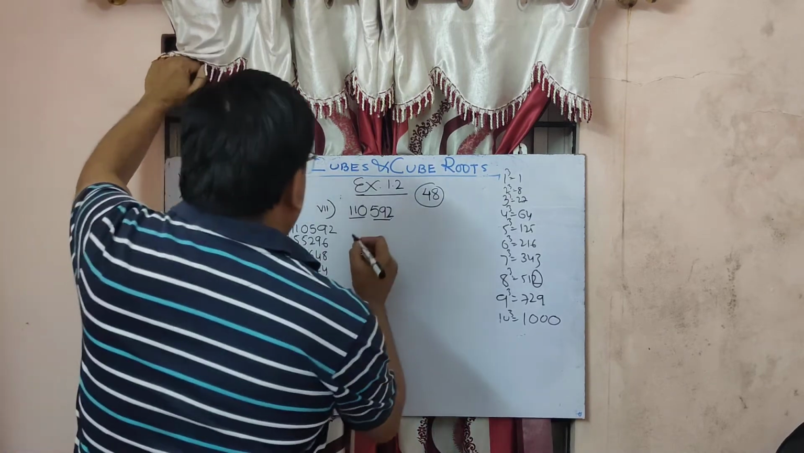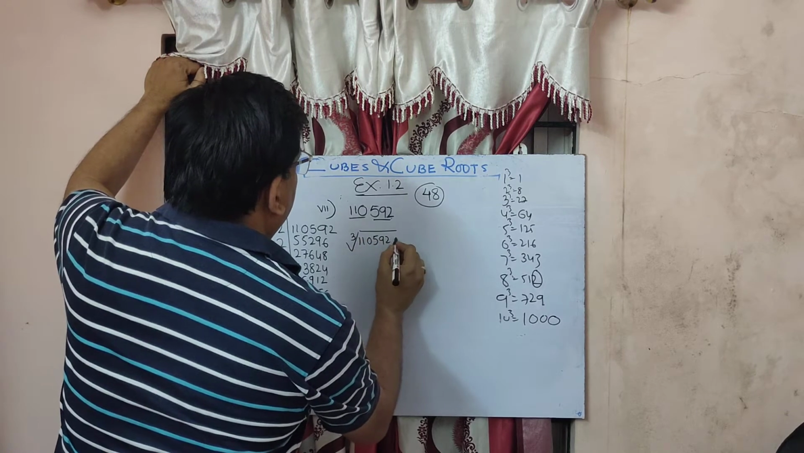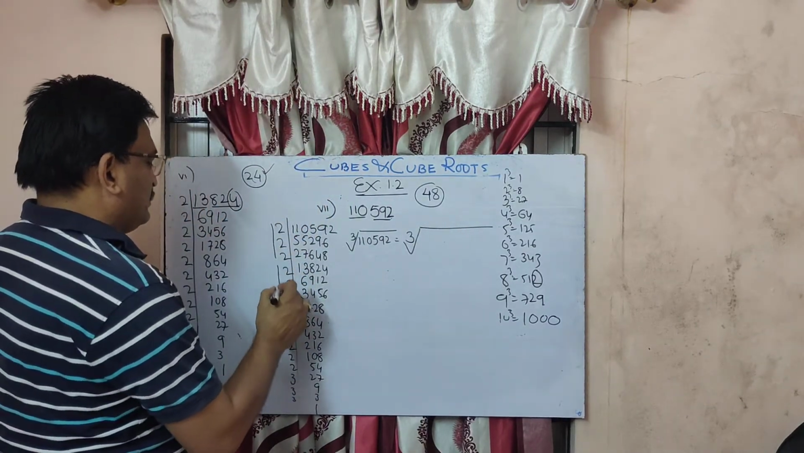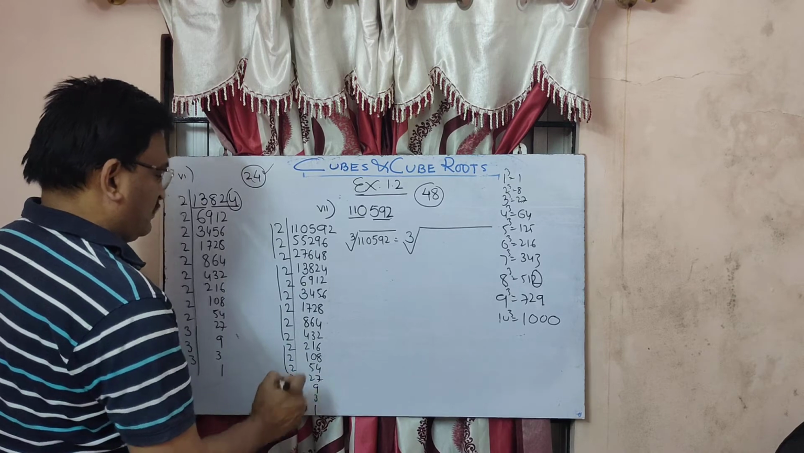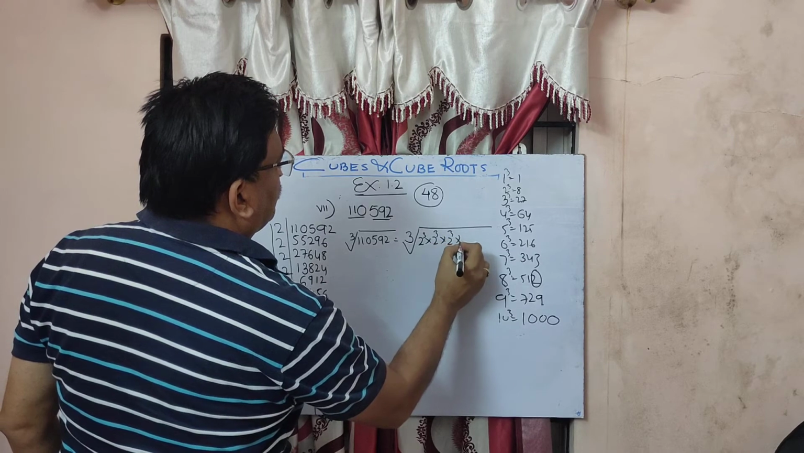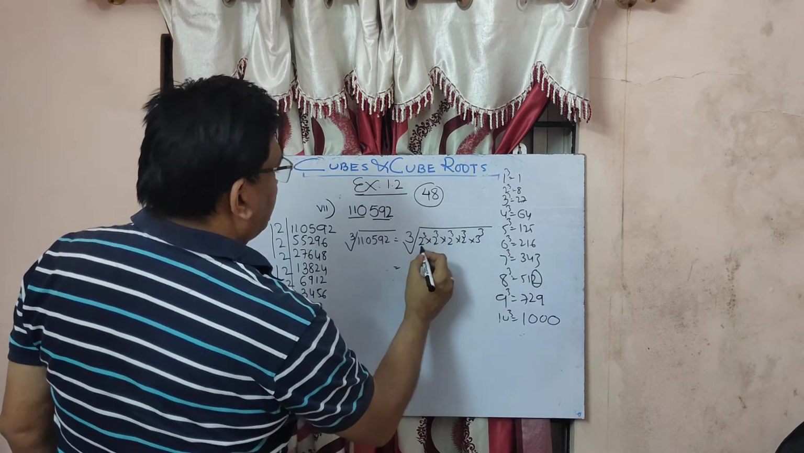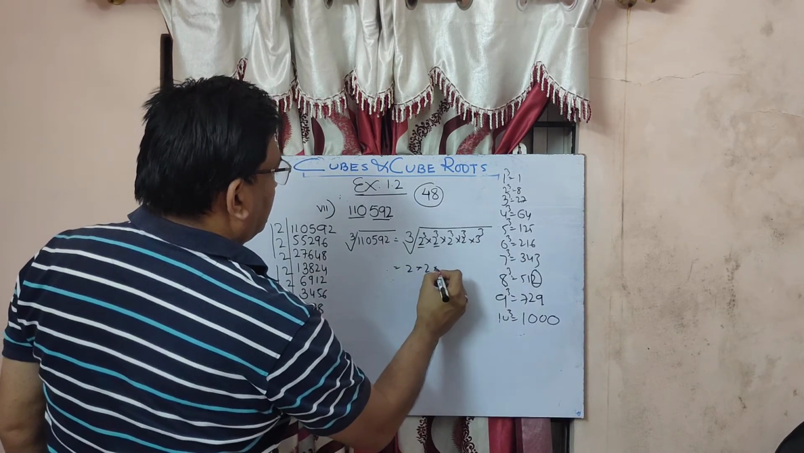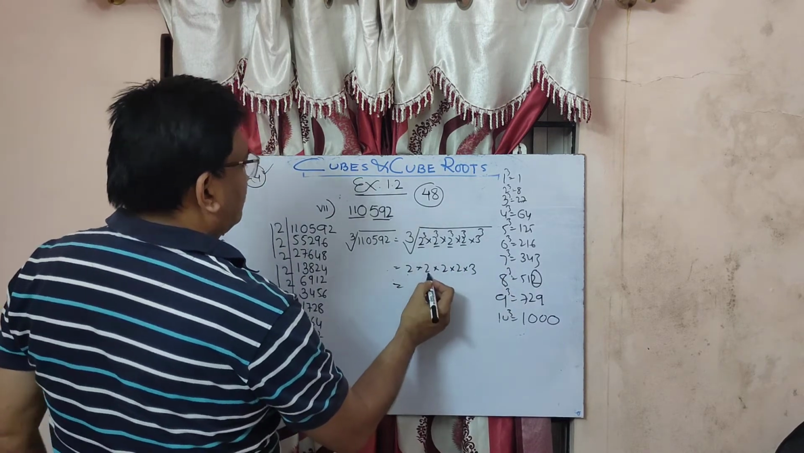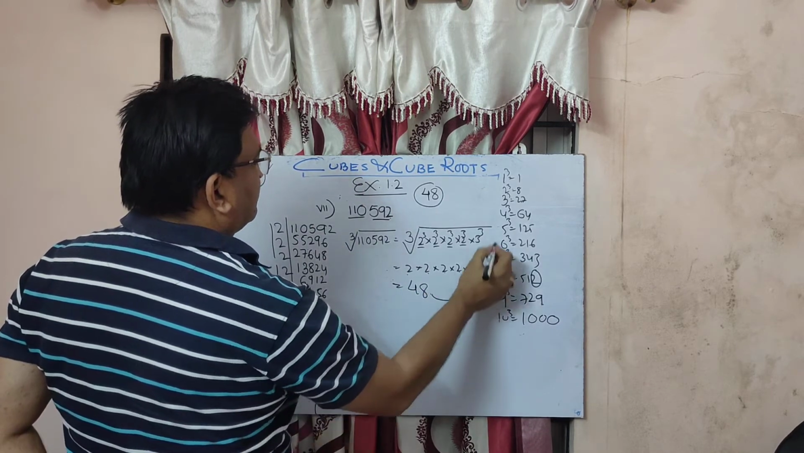So now we can write it as cube root of 110592. How many 2's are there? 1, 2, 3, 4. So now 2 cube, 2 cube, 2 cube, 2 cube, and 3 cube. So you can take out 2, 2, 2, 2, and 3. 2 2's are 4, 4 2's are 8, 8 2's are 16, 16 3's are 48.